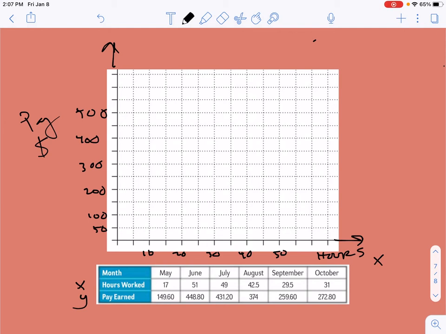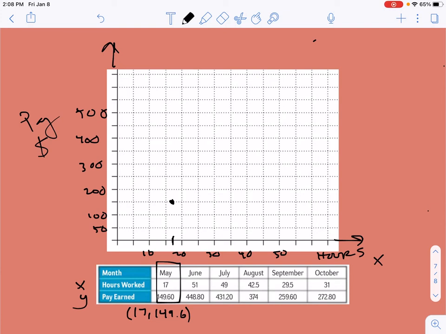So we're going to plot these points, all right? So I'm going to start with this one. I'm not going to do this for everyone, but this May is the point 17, 149.6. So I'm going to go to 17, which puts you approximately about here, and then go up to 149.6, which is a little below 150. And then I'm going to put a dot, and that's my first point. And I'm going to do that with all of these.